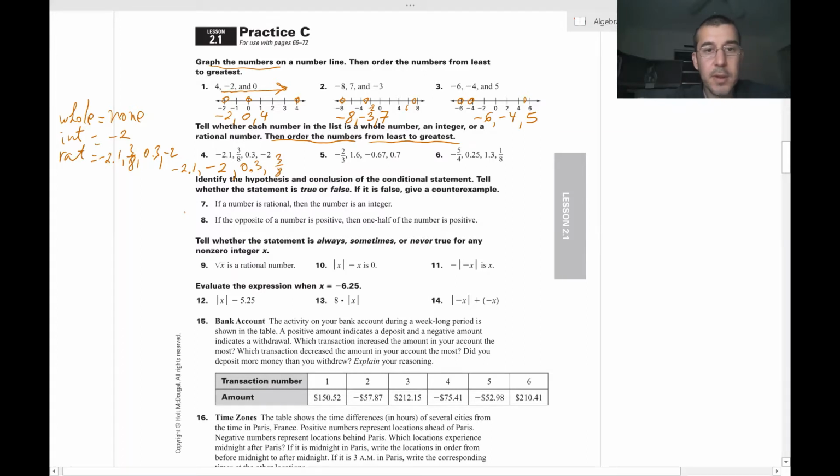Okay. Number 5, whole numbers. First one is not, second one is not, third one is not, fourth one is not, so none. Integers, first one is not, second one is not, third one is not, fourth one is not, so we have none. And then rational numbers, we have all 4. So rational numbers are all 4.